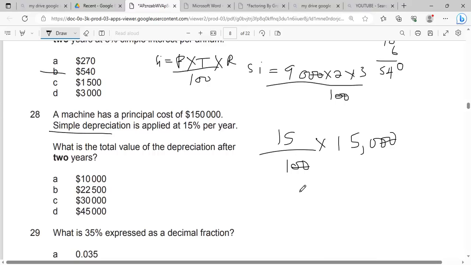What is the total value of depreciation after 2 years? So this should work out to 22,500, right? But after 2 years, you times it by 2, because simple depreciation is a flat rate. So then you have this times 2, you get 45,000.